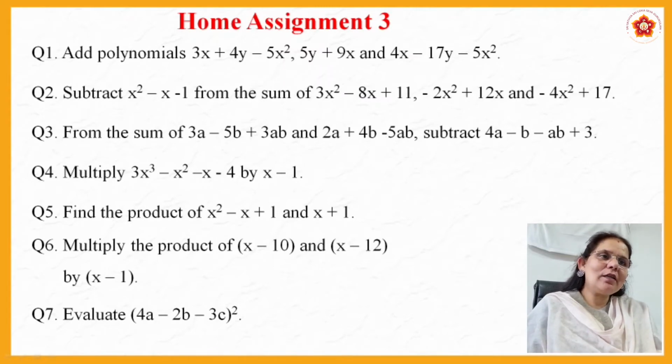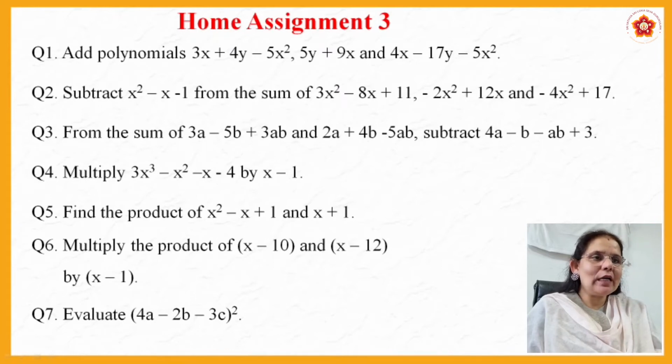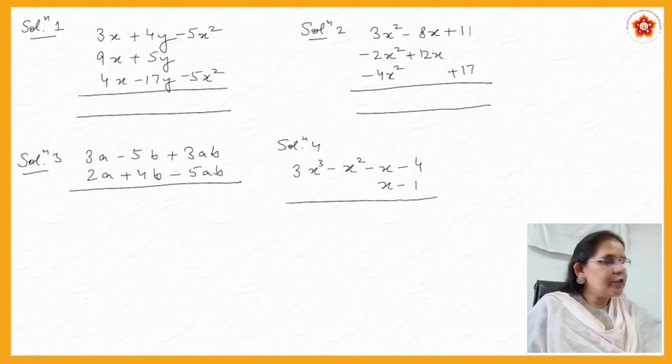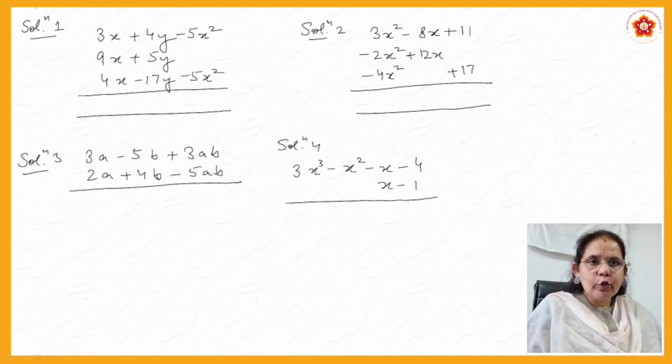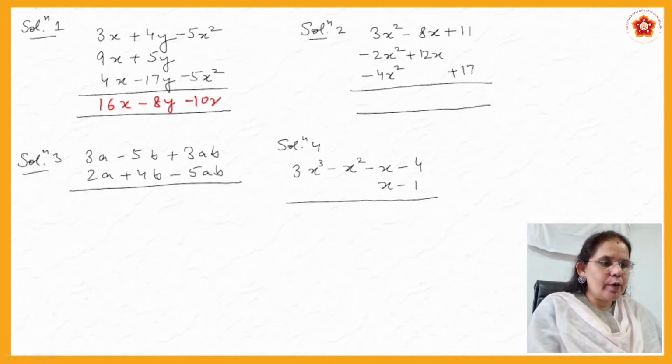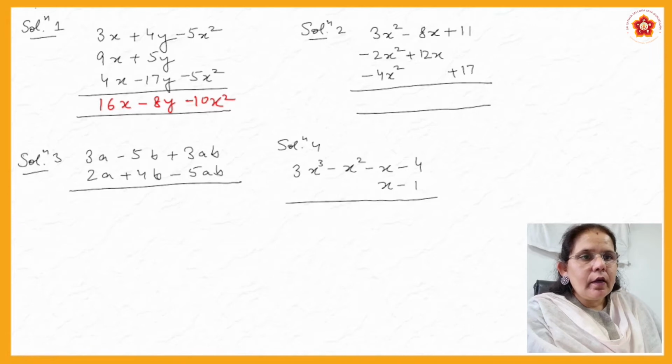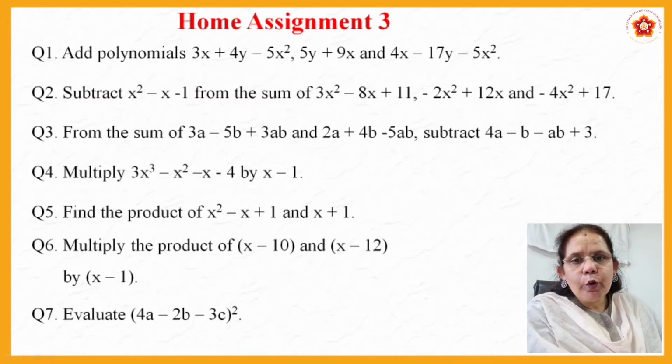In question number 1, you were supposed to add the 3 polynomials, and when we are doing these questions, as was discussed earlier, the like terms should be put one below the other. So in question number 1, the like terms are put one below the other, and when you add them, you should be getting 16x minus 8y minus 10x square. I hope you have got that answer.